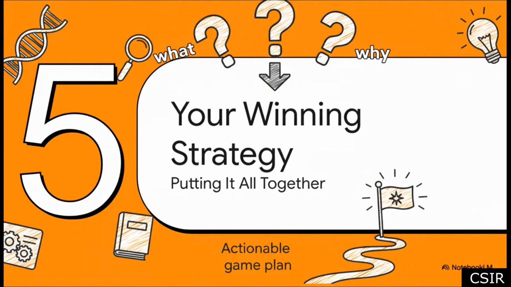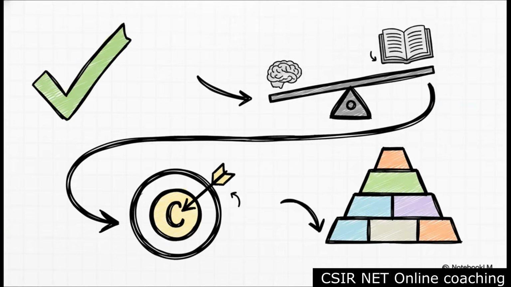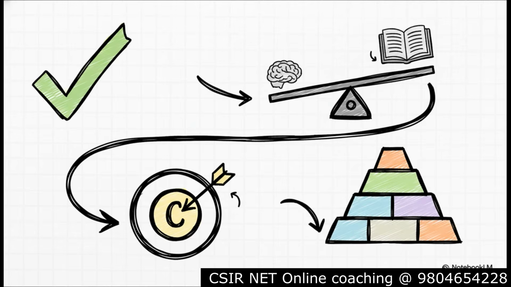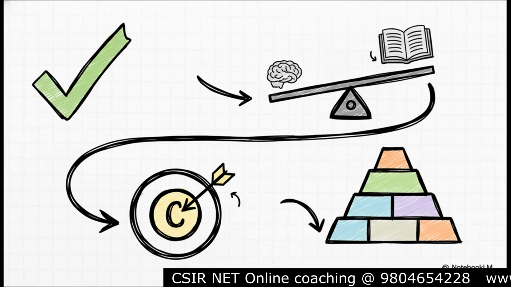So, we've covered the what, the how, and the why. Let's pull all of this together into a simple, actionable game plan that you can start using today. Here it is, your winning strategy in 4 simple steps. 1. Master those green-coded, high-importance topics first before you touch anything else. 2. Balance your study time.